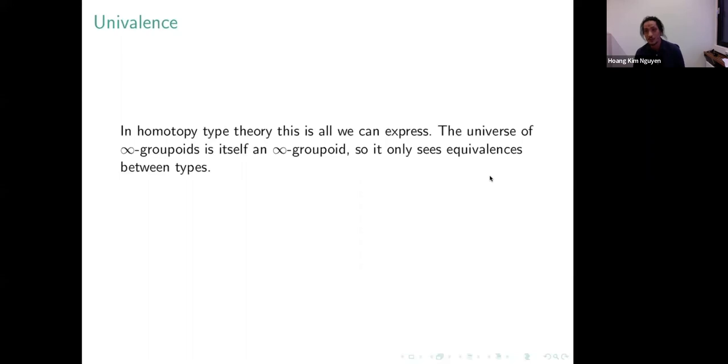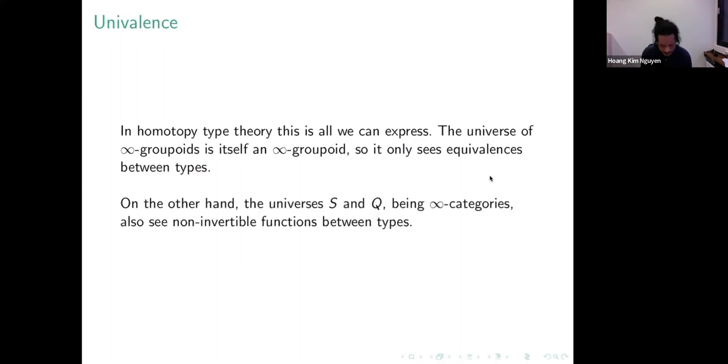So the universe of infinity groupoids is itself an infinity groupoid. So it only sees equivalences between types. That's all the universe can really say. But on the other hand, the universes for left fibrations and cocartesian fibrations, these are infinity categories. So in these universes, we do see non-invertible maps between types. To express this, that's basically directed univalence.